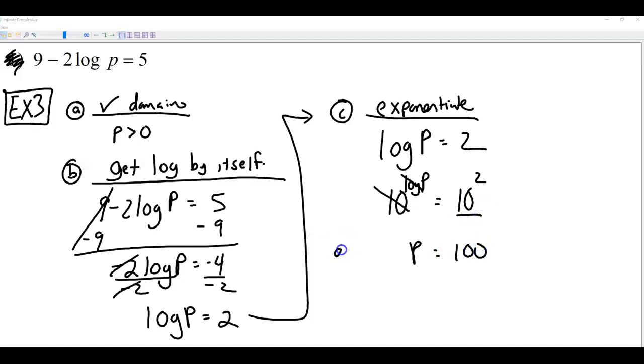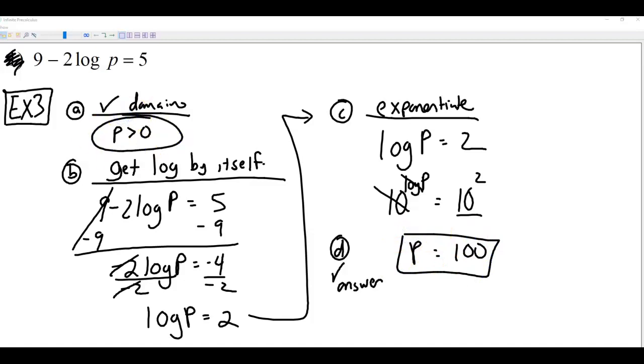And of course, you still want to, at the very end, check your answer to make sure that it's in the domain. p equals 100. Is it greater than 0? Yes, it is, so we're good. That's my answer. All right?